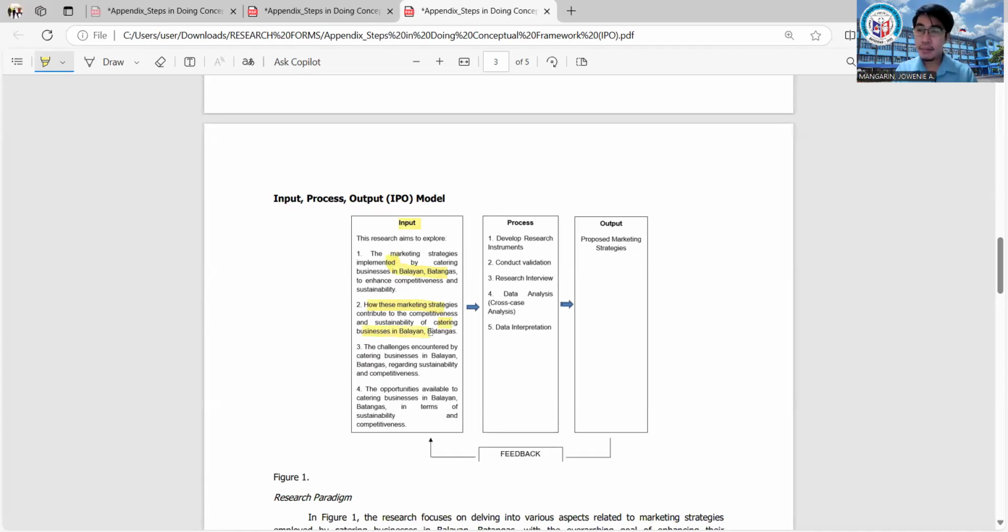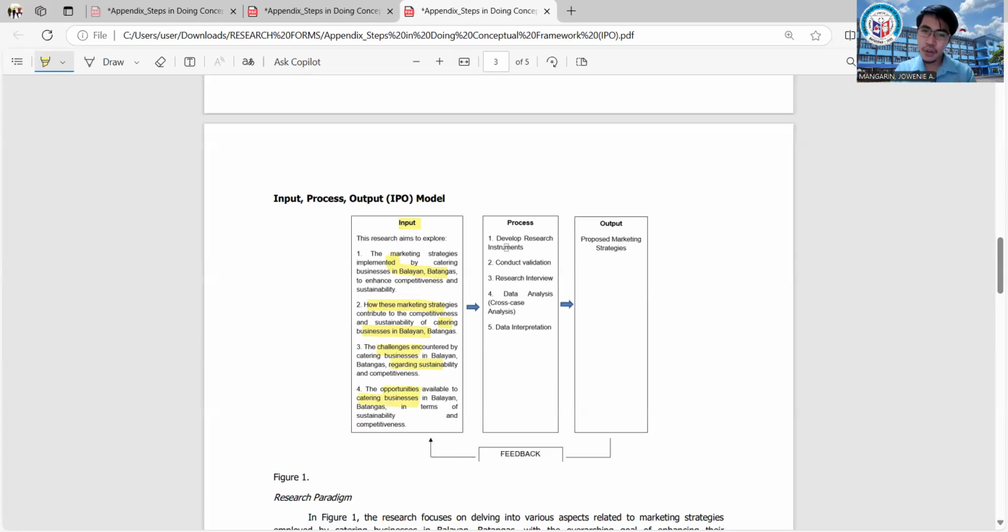Number three, malaman yung mga challenges na na-encounter ng mga catering services dito sa Balayan. The number four, ano yung mga opportunities na ibinigay ng mga marketing strategies na to sa mga catering services na meron tayo sa Balayan. So technically, these are taken from their statement of the problem. And then, ano yung process na gagamitin nila for them to answer their input or para makakuha sila ng information na needed for their input?